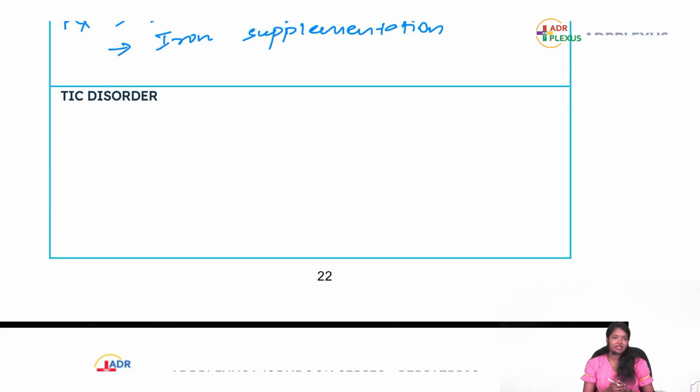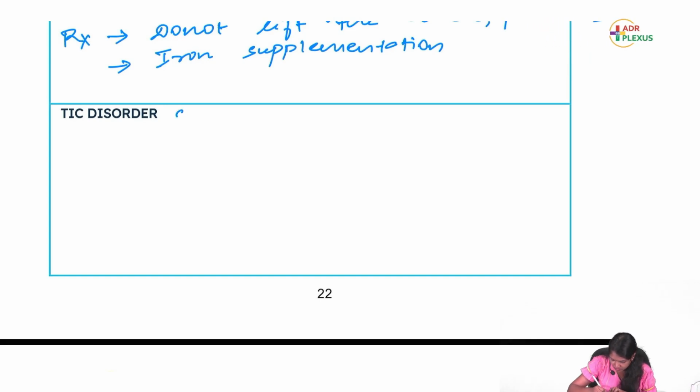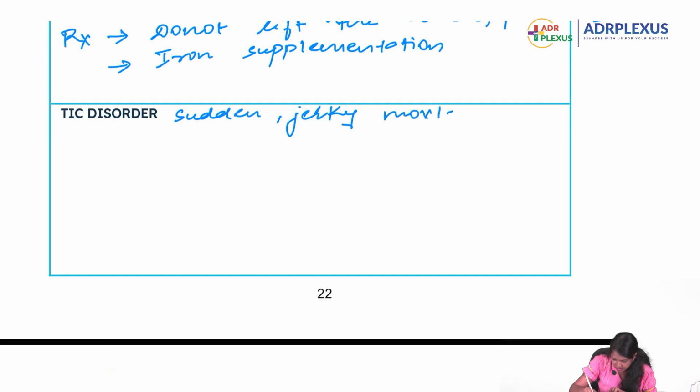The next thing is called as a tic disorder. Tics, it can be motor tics or it can be vocal tics, sudden jerky movements like this. That is called as tic disorder. Sudden jerky movements will be there. That is called as tic disorder. You have two types of tics, motor tics and vocal tics.